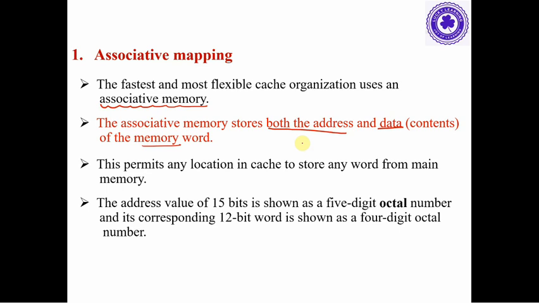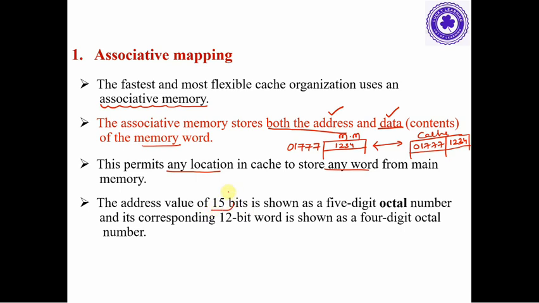It means if some word is to be transferred from main memory, suppose the 01777 address location from the main memory has some word 1234, and it is to be mapped into the cache. What is to be stored in the cache? In the cache we have to store the address, that is 01777, along with the data 1234. The cache should store the address as well as the data, and it permits any location in the cache to store any word from main memory.